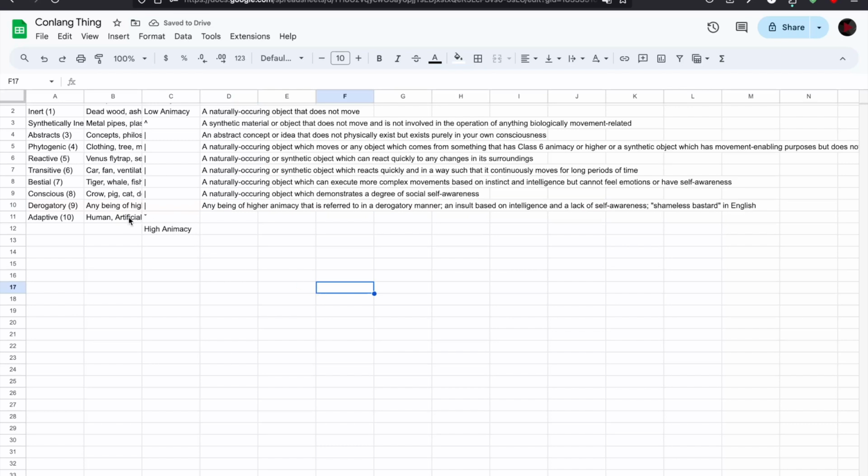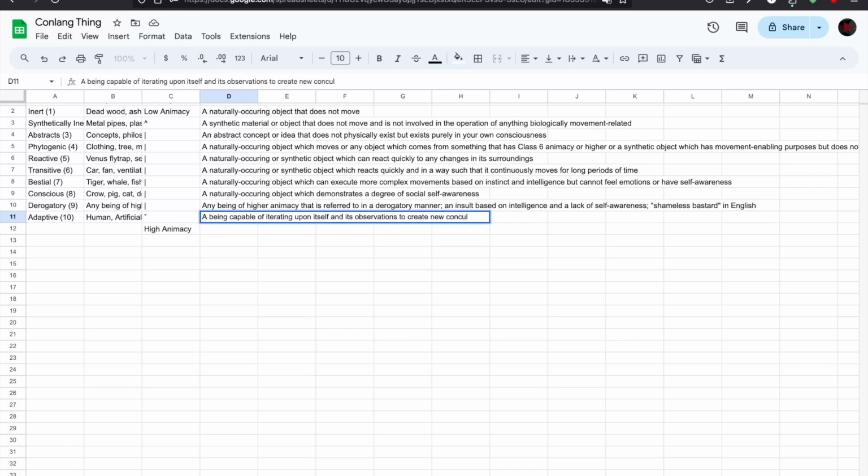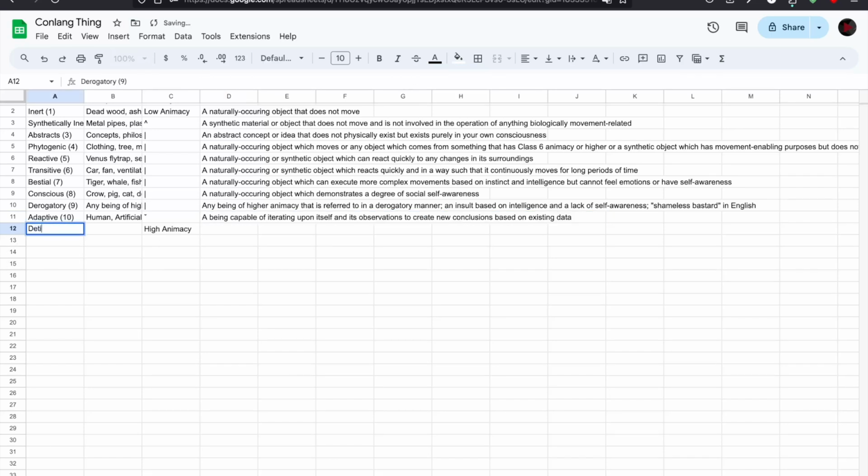Artificial intelligence. Being capable of iterating upon itself and its observations to create new conclusions based on existing data. Deictic. God.